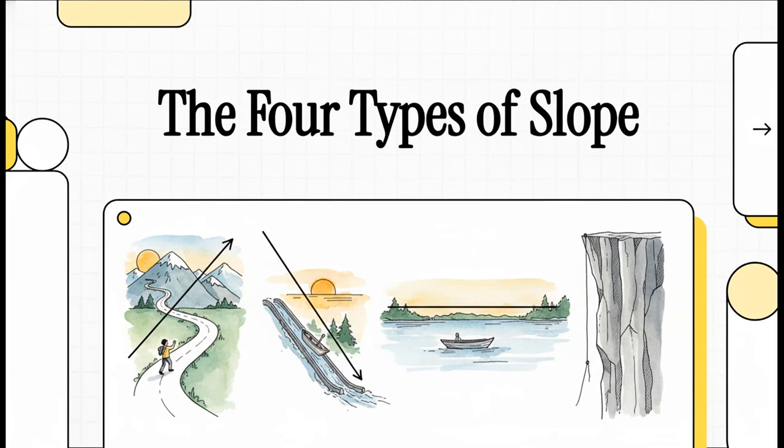Have you ever looked at a graph and it just felt like a bunch of random lines? Well, today we are going to totally crack that code. We're going to figure out how to see the story behind any line, not with some complicated formula, but just by looking at it. So, welcome. Let's dive into the 4 types of slope.